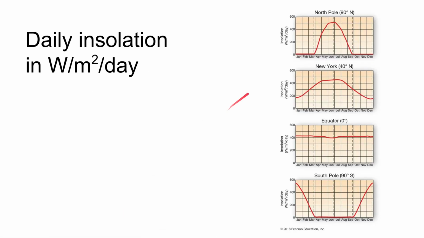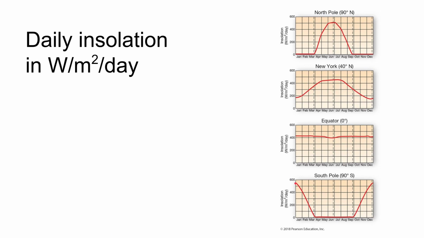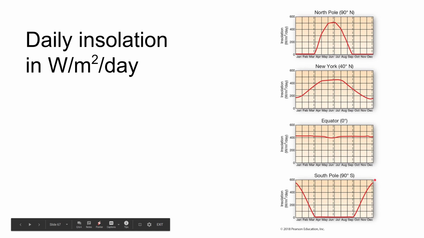And then this is the profile for any one of those latitudes. At the North Pole, it goes from nothing during the winter, then the sun pops up to about 500 watts a day for the summer solstice. Then at the September equinox, the sun goes below the horizon and stays there for 6 months. New York City goes from under 200 to over 400. At the equator, there's virtually no difference between summer and winter and spring and fall, just a tiny dip in June. The South Pole is the opposite of the North Pole, except it has 550 watts. Then you get 6 months of darkness, then back up to 550 watts.